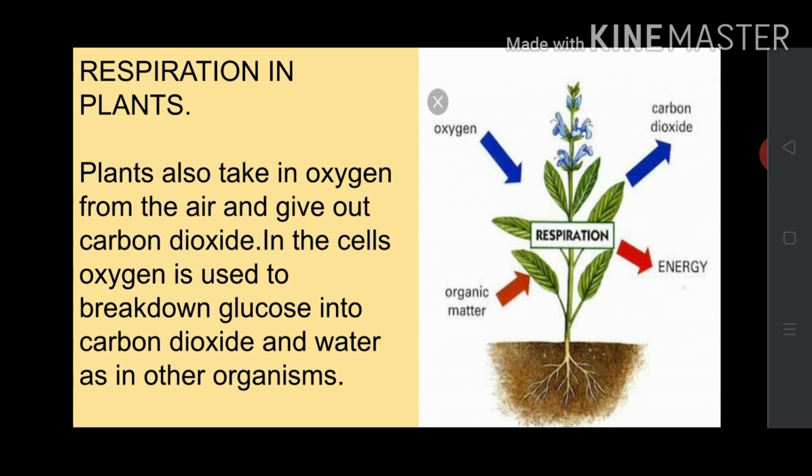In plants, each part, for example, a root, stem, and leaves, etc., can independently or separately take in oxygen from the air and give out carbon dioxide.